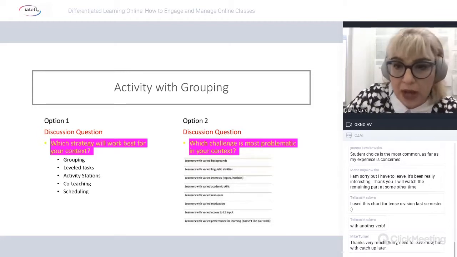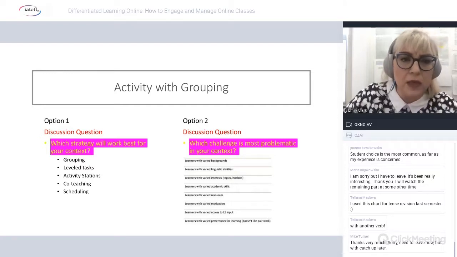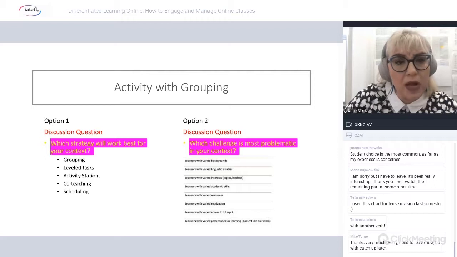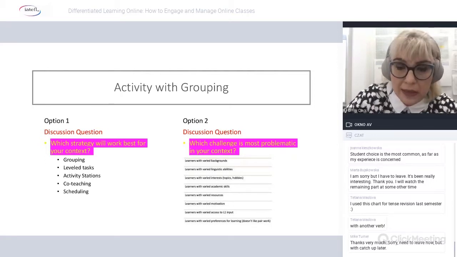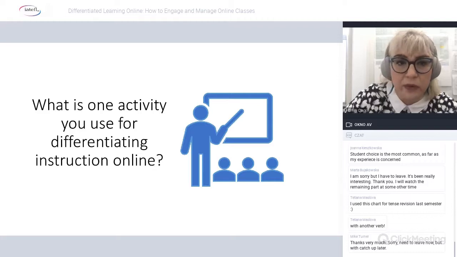Again, let's pause here for a second and talk about these. If you're thinking about your context, which strategy do you think will work best? And which challenge do you think is most problematic in your context? So essentially, we're going to pause here and go into some breakout rooms.